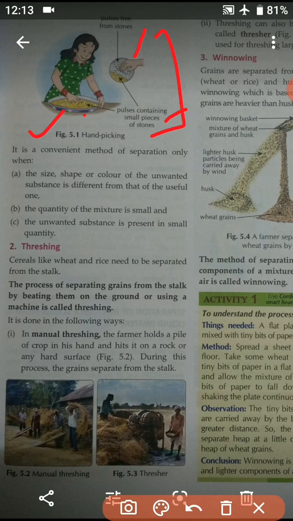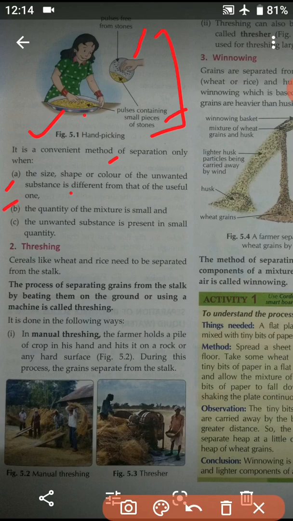So it is a convenient method of separation only when, so this process of hand picking can be utilized only when, number A, the size, shape or the color of the unwanted substance is different from that of the useful one. So students, we can only separate the substance from the grains or the pulses only when the size, shape and the color of the unwanted substance is different from that of the useful one. Okay.